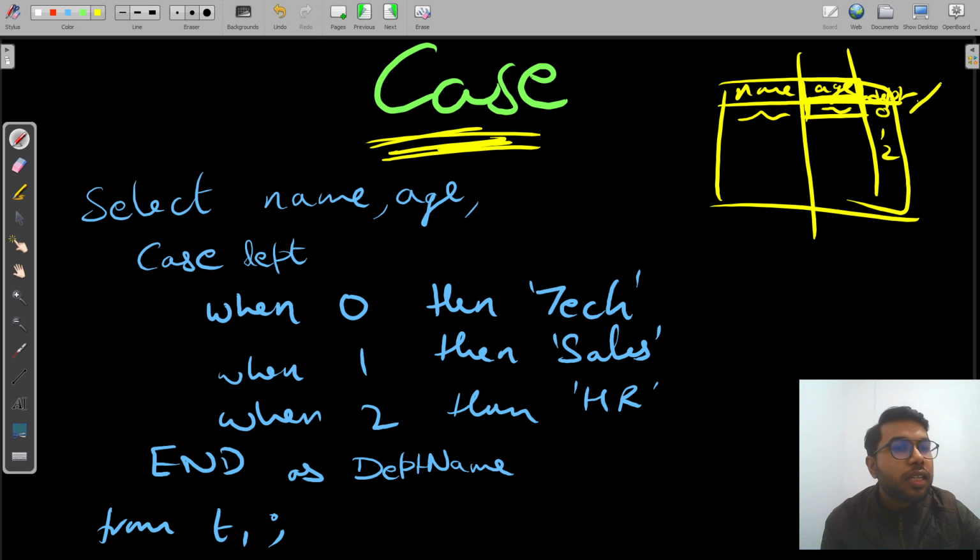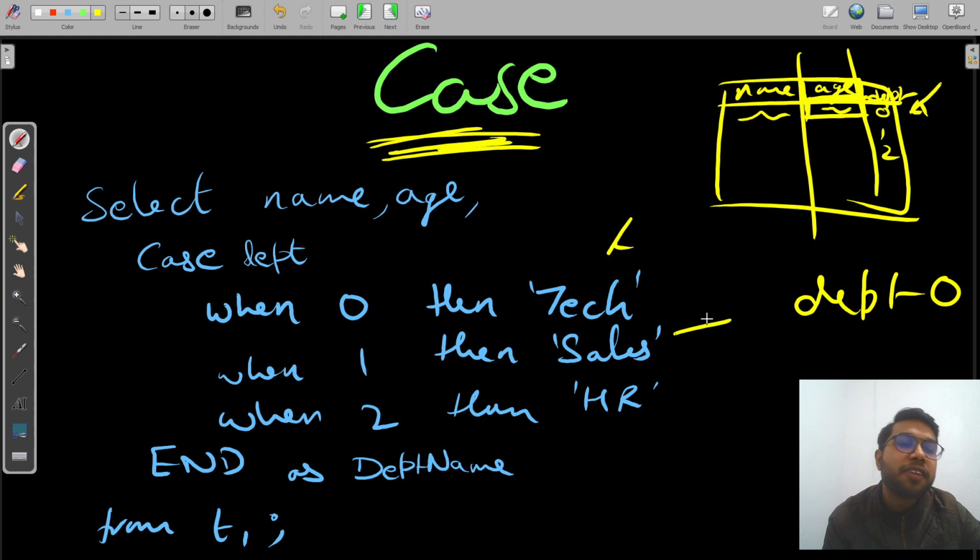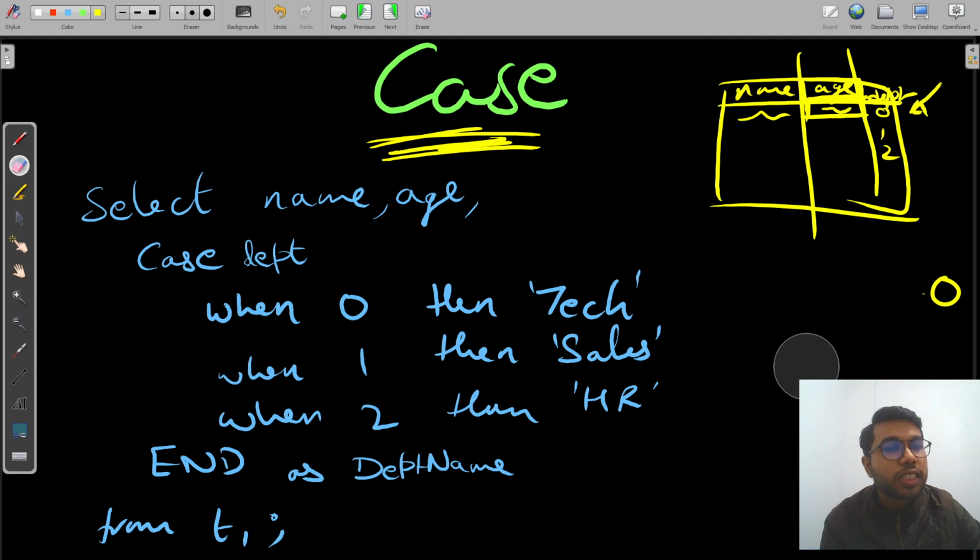And this is non-comprehensible. If you say department 0, nobody understands what that means. If I say tech department, people would know something. If I say sales department, people would understand something. But if I say department 0, nobody understands anything. So to make sure that such kind of information is displayed in a comprehensible manner, but stored in an efficient way, what you can do is use case statements.